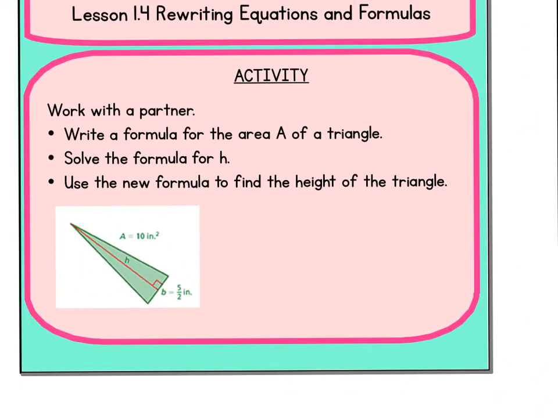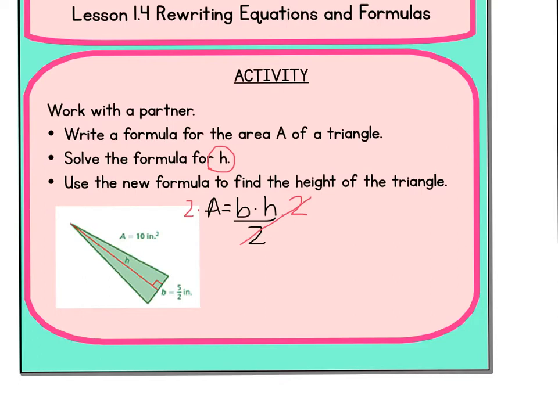On this one, we have to remember the formula for area of a triangle. So area of a triangle, A, equals base times the height divided by 2. If we want to solve this formula for H, like they tell us to, the first thing that we have to undo is divide by 2. So I'm going to undo dividing by 2 by multiplying both sides by 2.